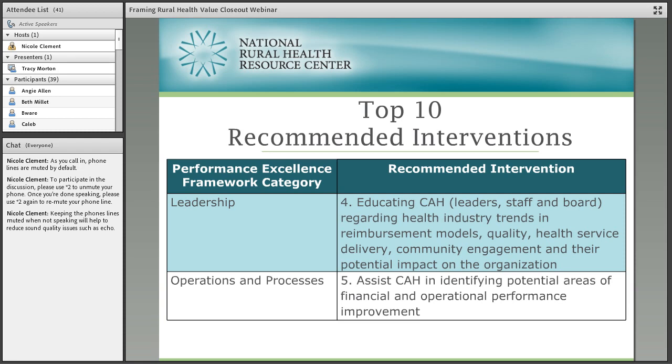and board regarding health industry trends and reimbursement models, quality, health service delivery, community engagement, and their potential impact on the organization. Jay, can you talk a little bit about the benefits that Community Memorial Hospital could realize from education on industry trends to their board and their CAH leadership?